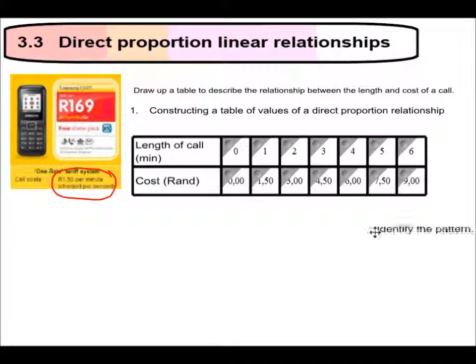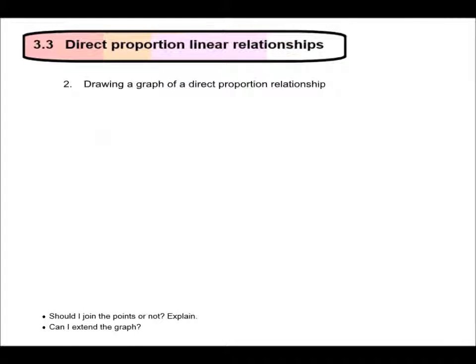Let's just identify the pattern. What is happening here? Well, each time we are increasing this value by 1 Rand 50. So we are adding 1 Rand 50. Or we could say that 3 multiplied by 1 Rand 50 will give you 4 Rand 50. So that is the pattern in this relationship.